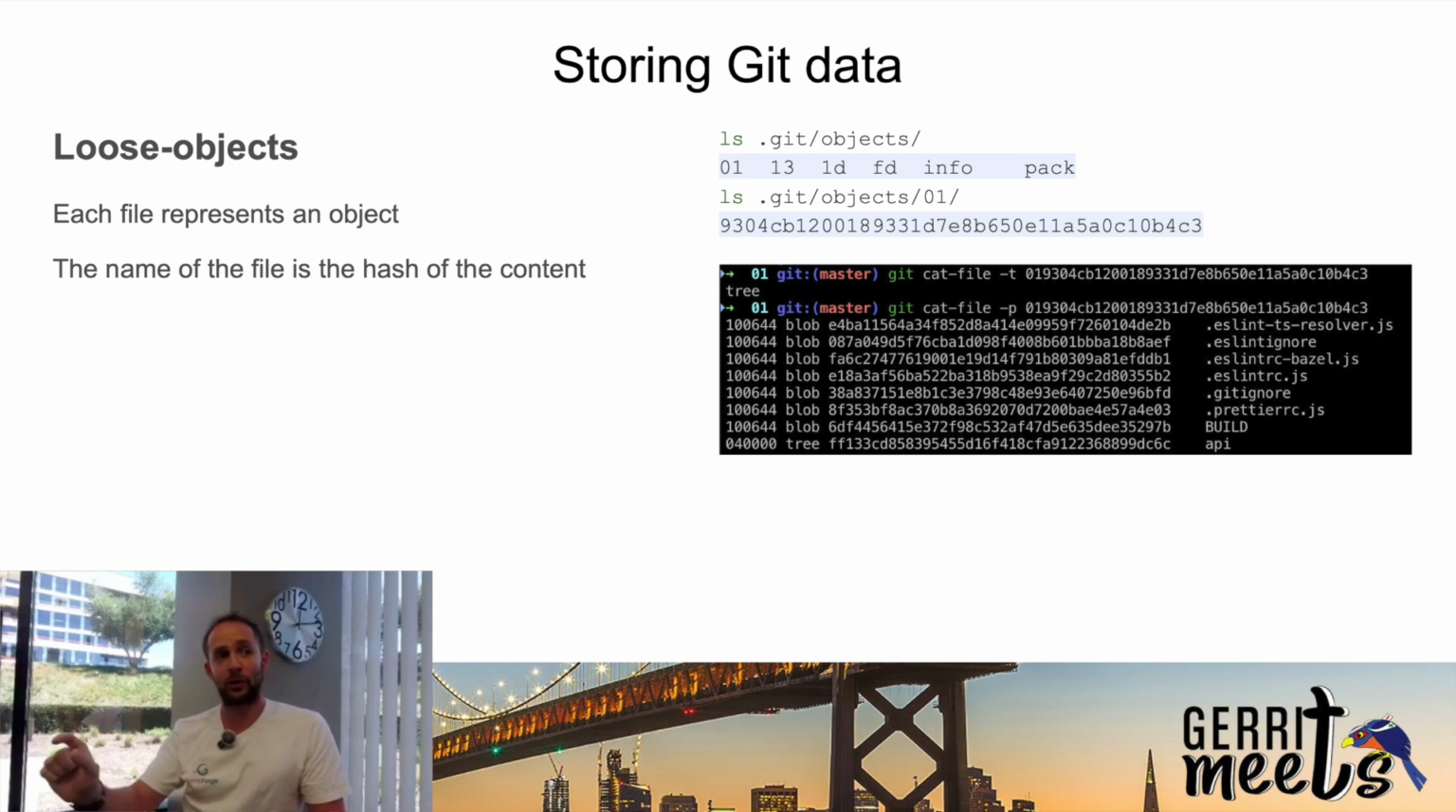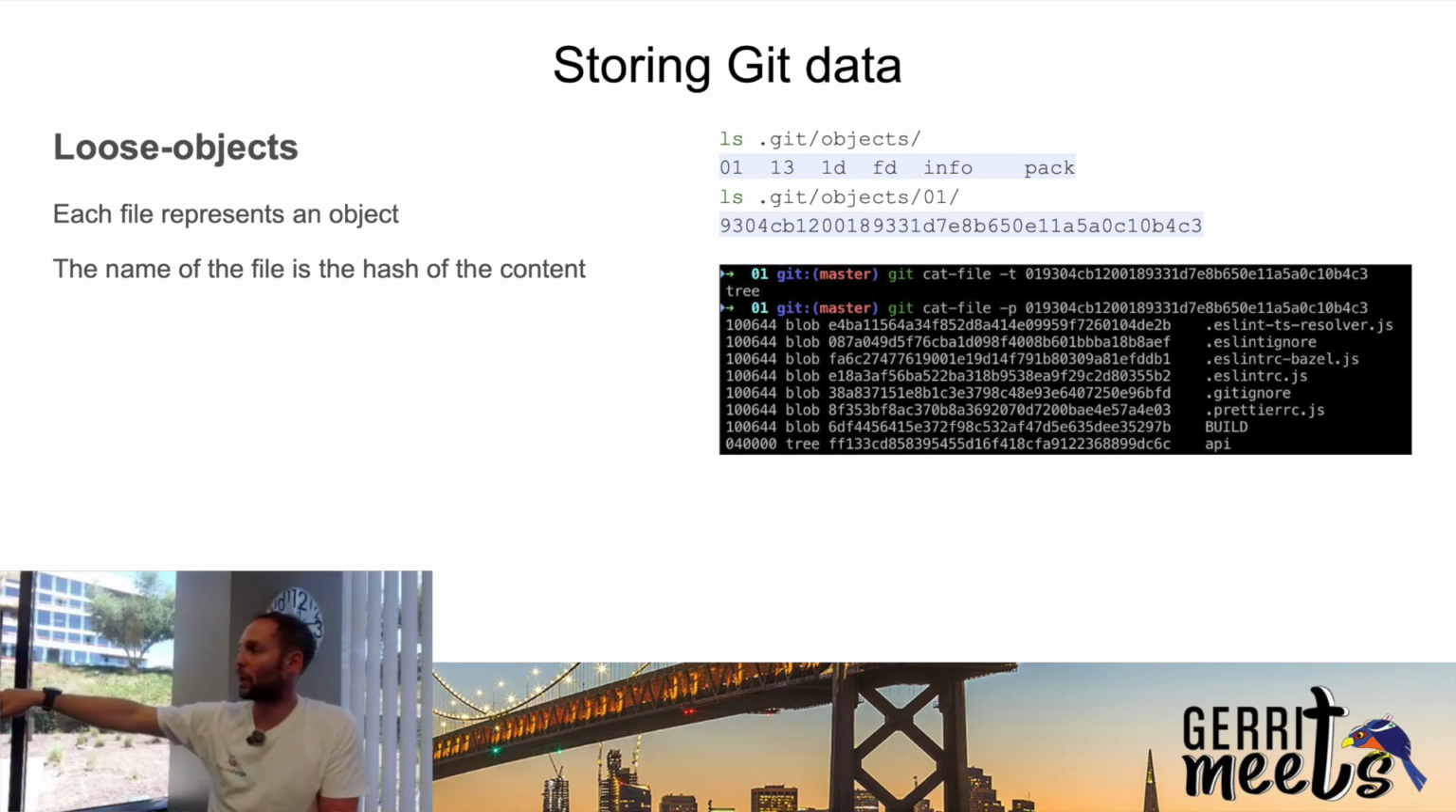Those are going to be the first 2 digits of the SHA-1 of the content. And then if you go into any of them, you're going to have a list of files. So this is a file, and the name is the remaining bit of its SHA-1, right? So the full SHA-1 of that will be 0193 blah, blah, blah.